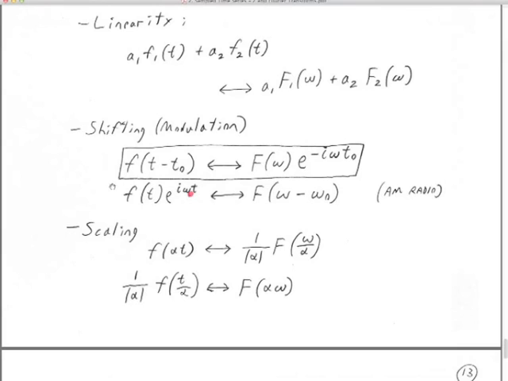You're going to use one of these in lab 6. You'll need to use one of these. That's a hint, because you'll want to make a frequency shift, and it's easily done this way, by taking the f of t and multiplying by e to the i omega zero t. This is also the principle behind AM radio.